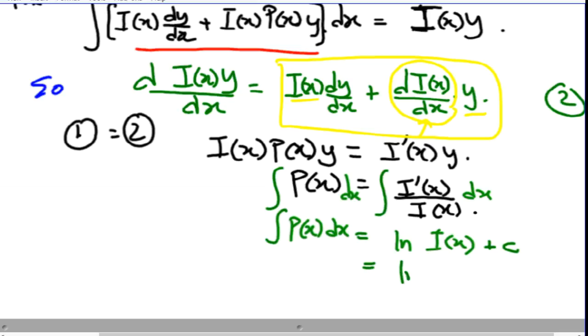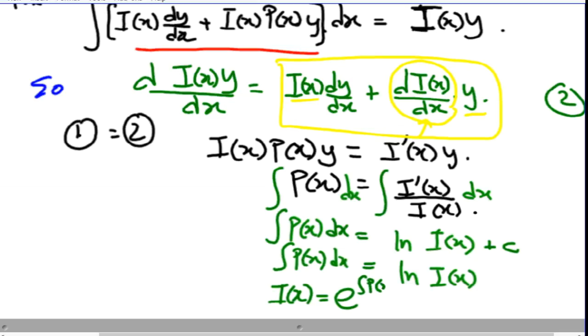Then this is what I have. Natural log of I(x) is equal to the integration of p(x) dx. Therefore, I(x) by itself, the integrating factor, must be e raised to the power of the integral of p(x) dx. So this is my integrating factor.